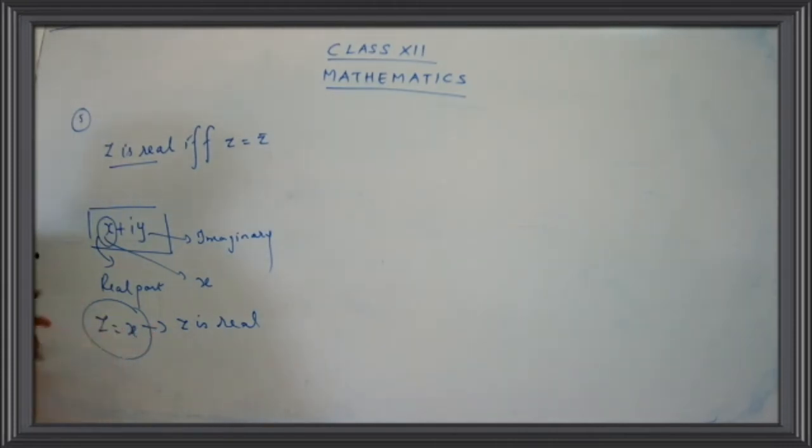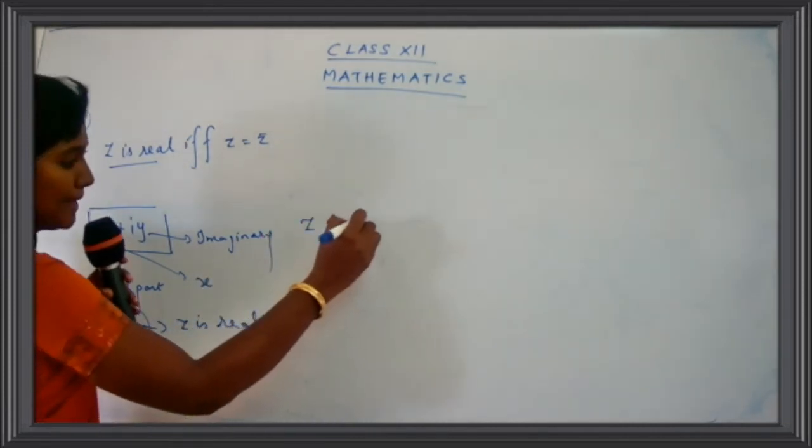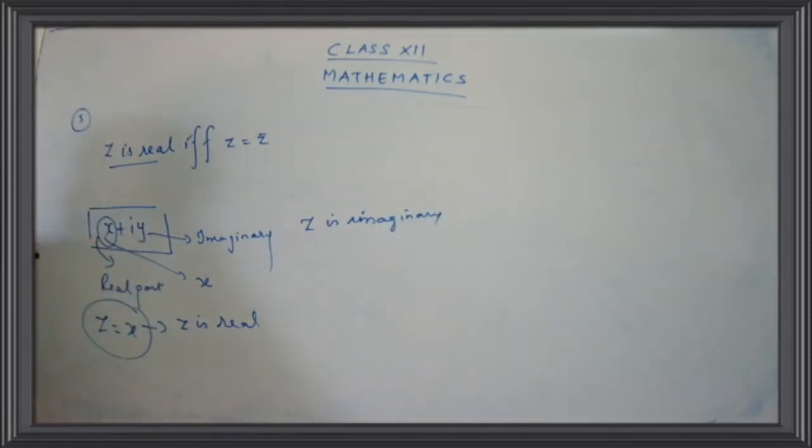Similarly, suppose the question is to prove that it is imaginary, that means it should contain the imaginary part. For real, it should contain the real part. So just read the question, understand the question, and then apply it and go for the proof part. Let's begin our proof part children.